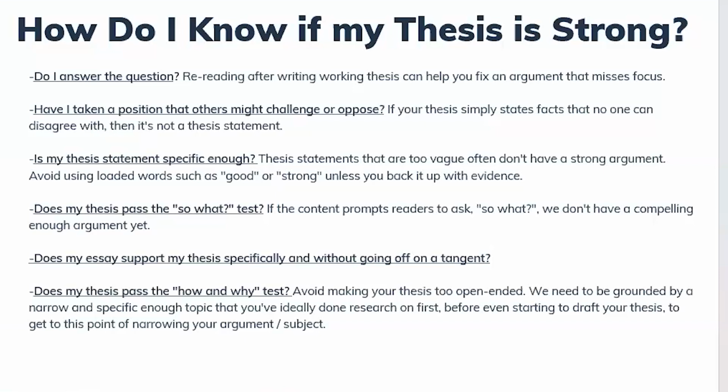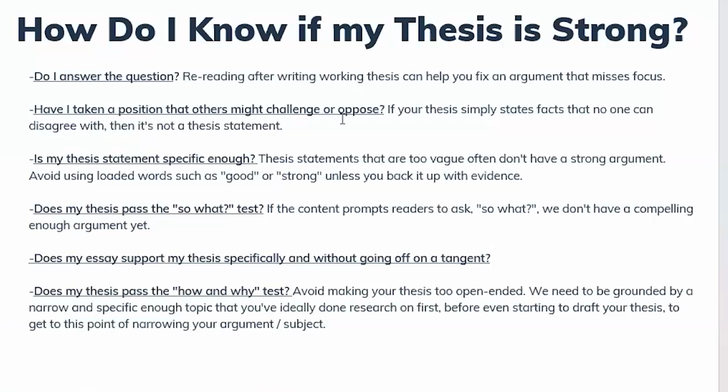Have I taken a position that others might challenge or oppose? If your thesis simply states facts that no one can disagree with, then it is not a thesis. Generally speaking, you're going to see a lot of this in argumentative papers, also in persuasive papers, any type of essay where you are going to be presenting a topic, be it to convince someone to do something, to defend a particular position, you have to take a side. Oftentimes, the thesis is not a place of neutrality, it is a place of objectivity. You are making a choice, defending something, or vice versa, saying why something doesn't work or why it does work, so on and so forth.